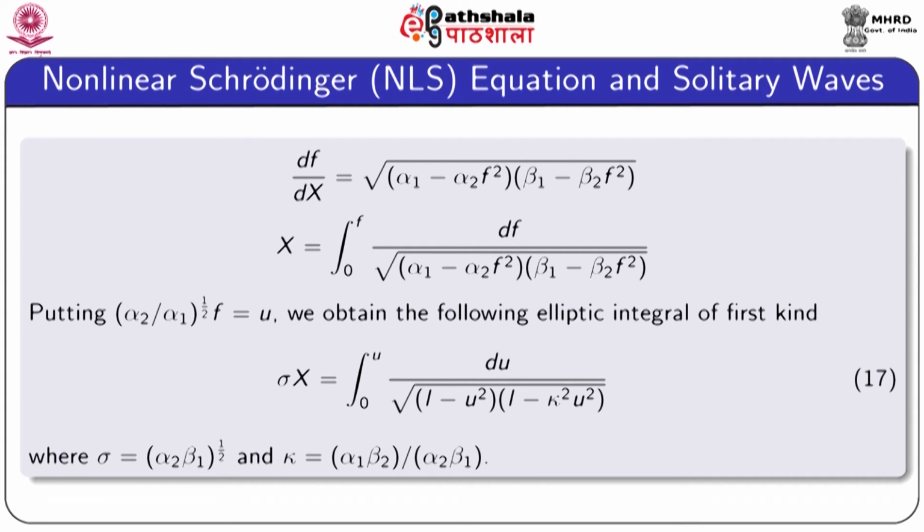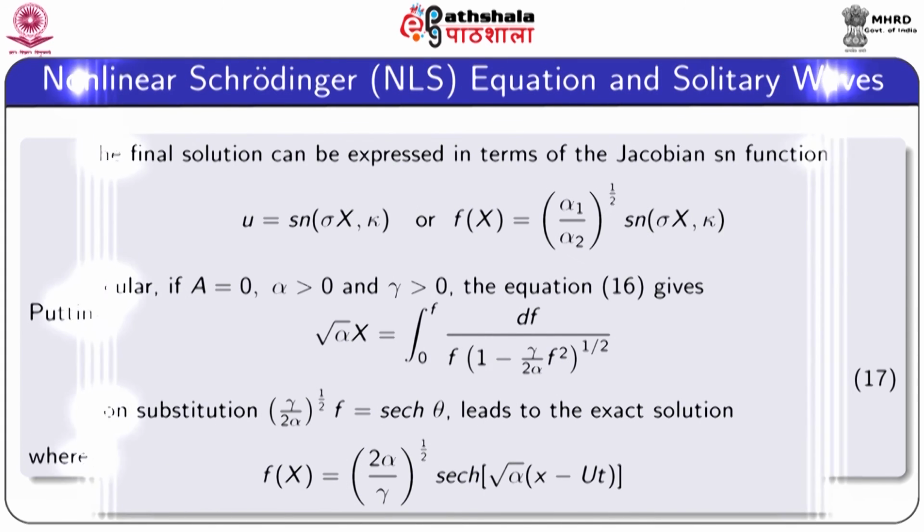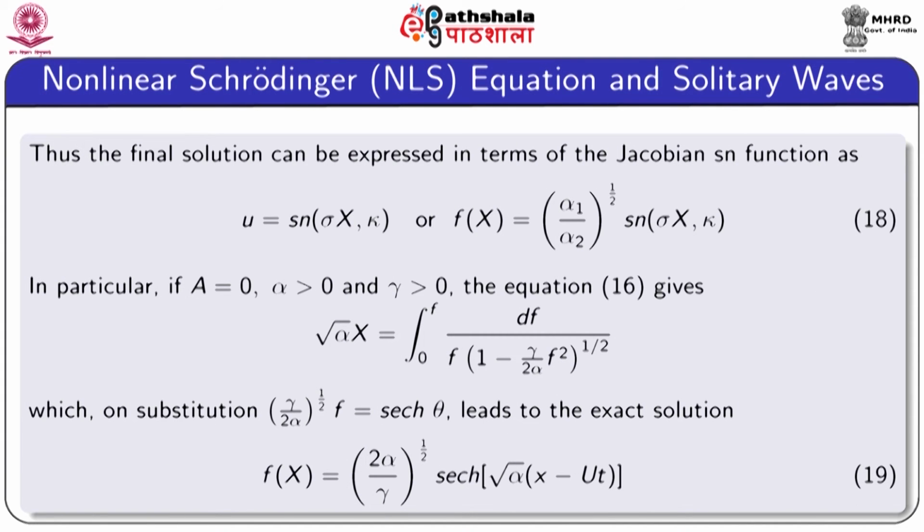Now, this integral is a famous integral and it is an elliptic integral of the first kind, and we can find the value of this integral in terms of the elliptic function, the Jacobian function. So, the solution can be expressed in terms of the Jacobian sine function. So, u equals sn of sigma x, kappa. Therefore, the solution f(x).